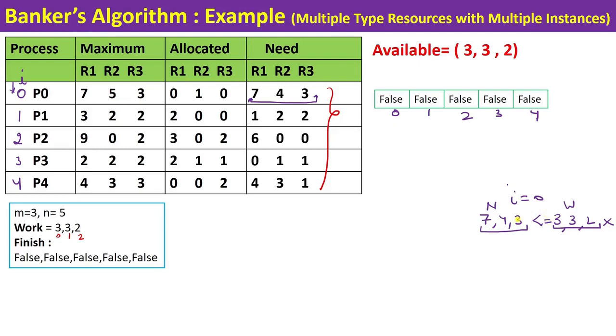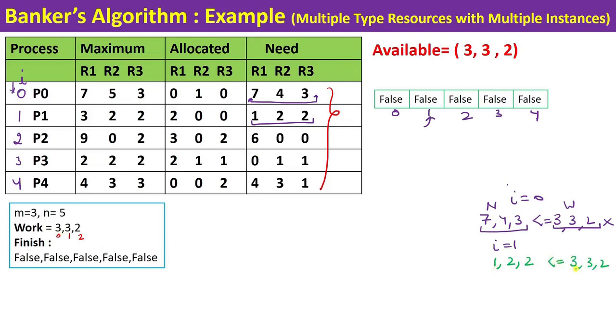So we will now proceed with the next process, that is I equal to 1. So P equal to 1, here again we will check this thing. For I equal to 1, first check the finish array status. The finish array status for this I equal to 1 process is false. That means this has not been completed, so this can be a candidate for our algorithm. Now we have to check whether our need is less than this work. Here you can see our need is 1, 2, 2 and our work is 3, 3, 2. So we have to see this condition.